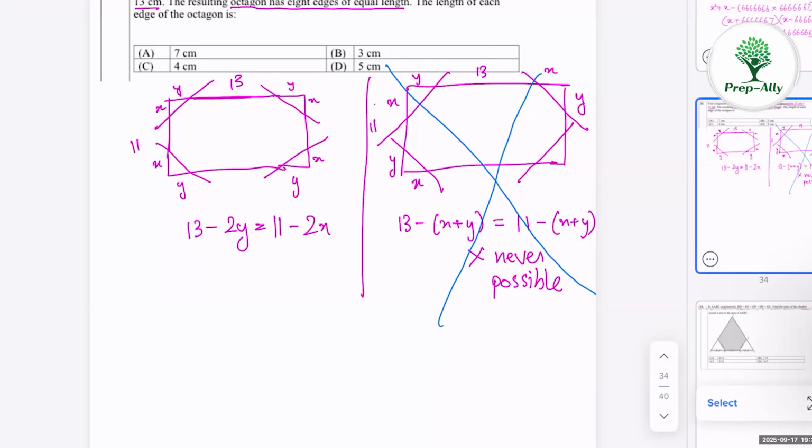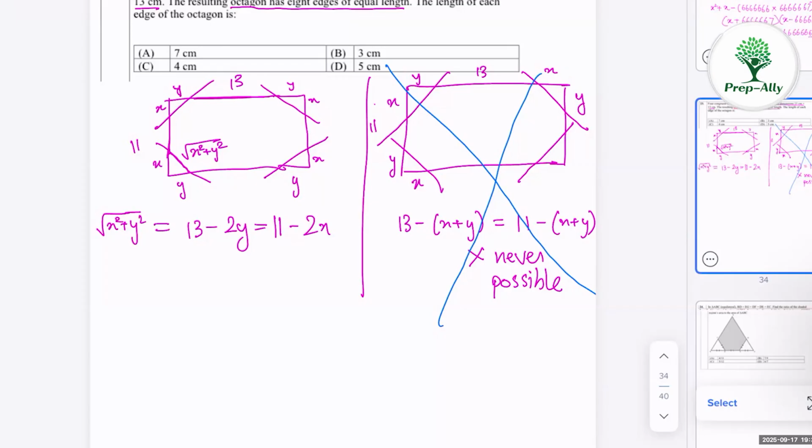So let's talk about this case. So we have 13 minus 2y equals 11 minus 2x, and this is the hypotenuse of these triangles, which is square root of x square plus y square. And that is also a side of the regular octagon. So we have x square plus y square also equal to this.